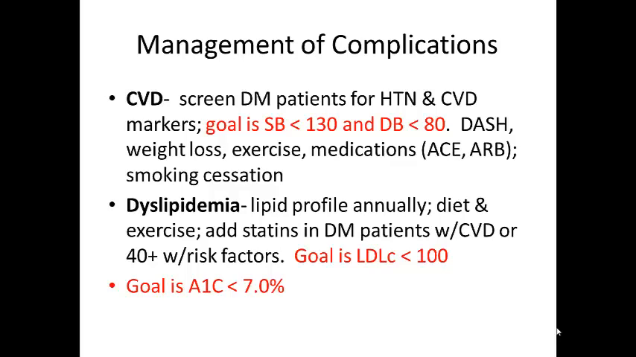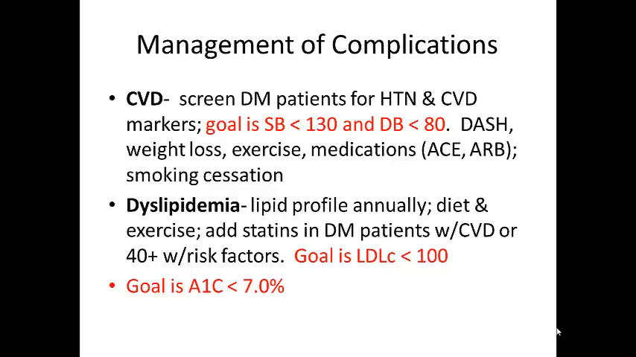Regarding the complications that are associated with diabetes, cardiovascular disease is very high among diabetic patients. Screening, again, is very important for hypertension and for indicators of cardiovascular disease markers. The goal is to keep the systolic blood pressure less than 130 and a diastolic less than 80. The DASH diet, dietary approaches to stop hypertension, weight loss, exercise, and medications are called for in these cases.